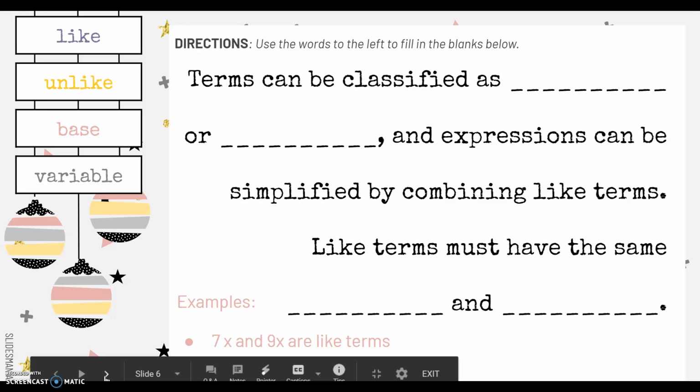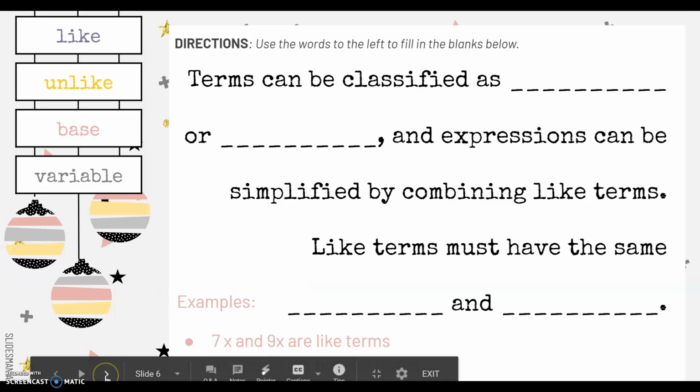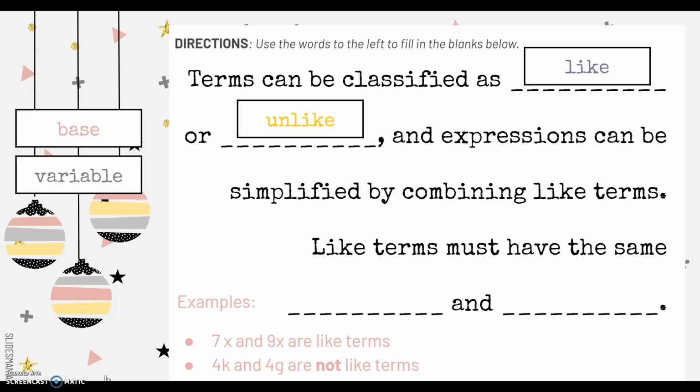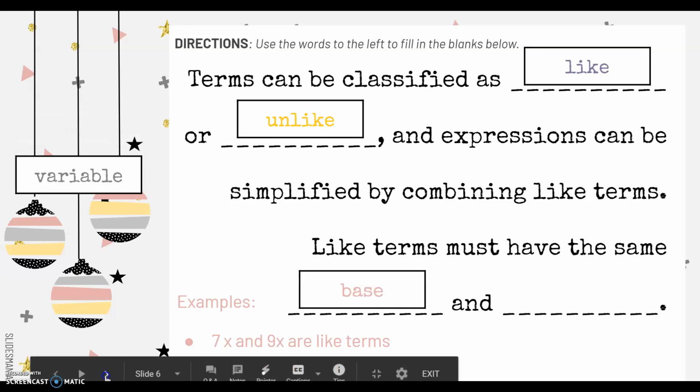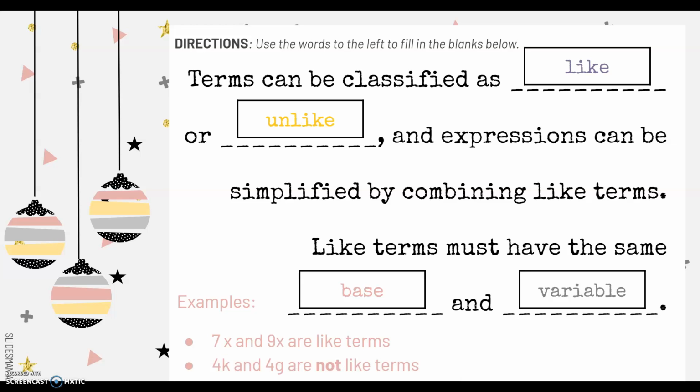Okay? We're going to use the words over here in this word bank to fill in the blanks over here. So terms can be classified as like or unlike, and expressions can be simplified by combining the like terms. Like terms must have the same base and variable. So down here on the bottom, we have an example of different terms that we'll be looking at. So 7x and 9x are like terms because they both share the same variable of x. 4k and 4g are not like terms because their variables k and g are not the same.